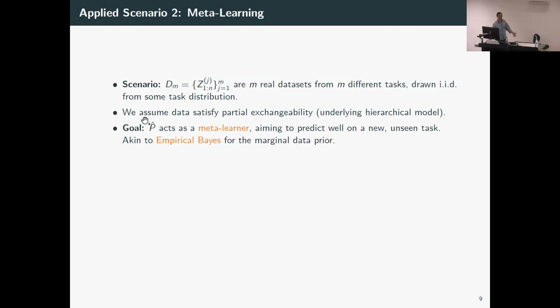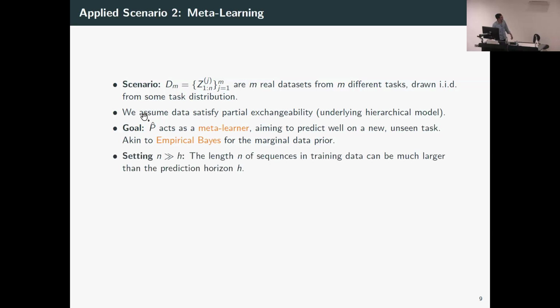It depends very much on the architecture you're using and how you're training the neural network. In this context, we can often have sequence lengths n which are much larger than the horizon you're interested in doing inference for. So you want to do inference for fairly short contexts, but you can train on very large sequences.